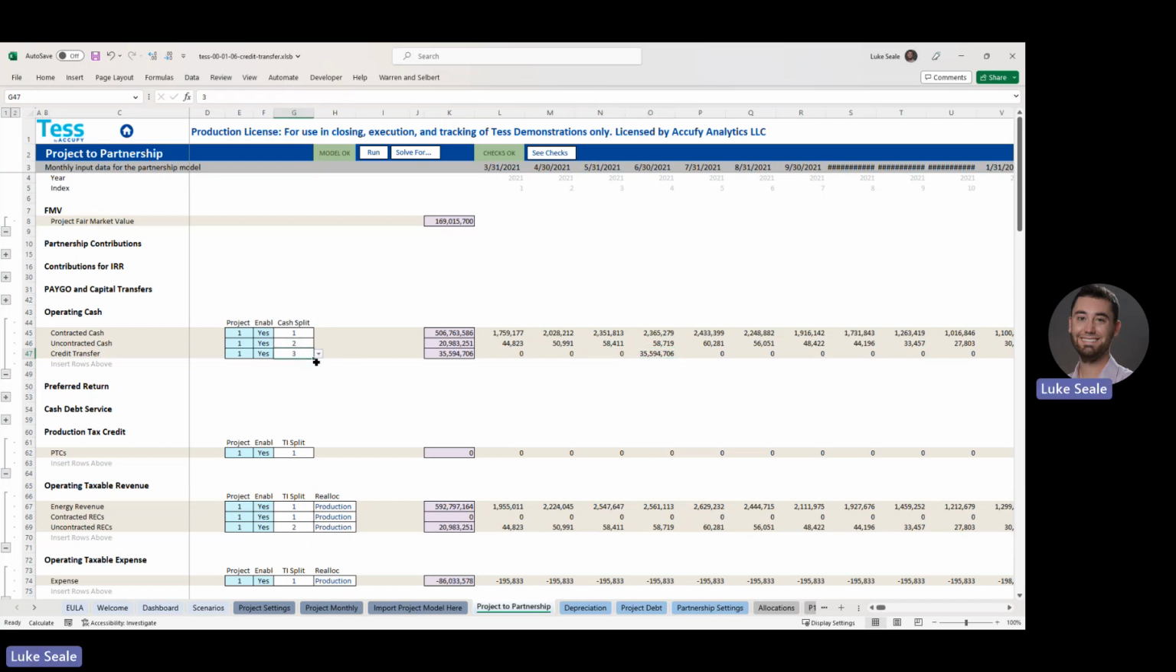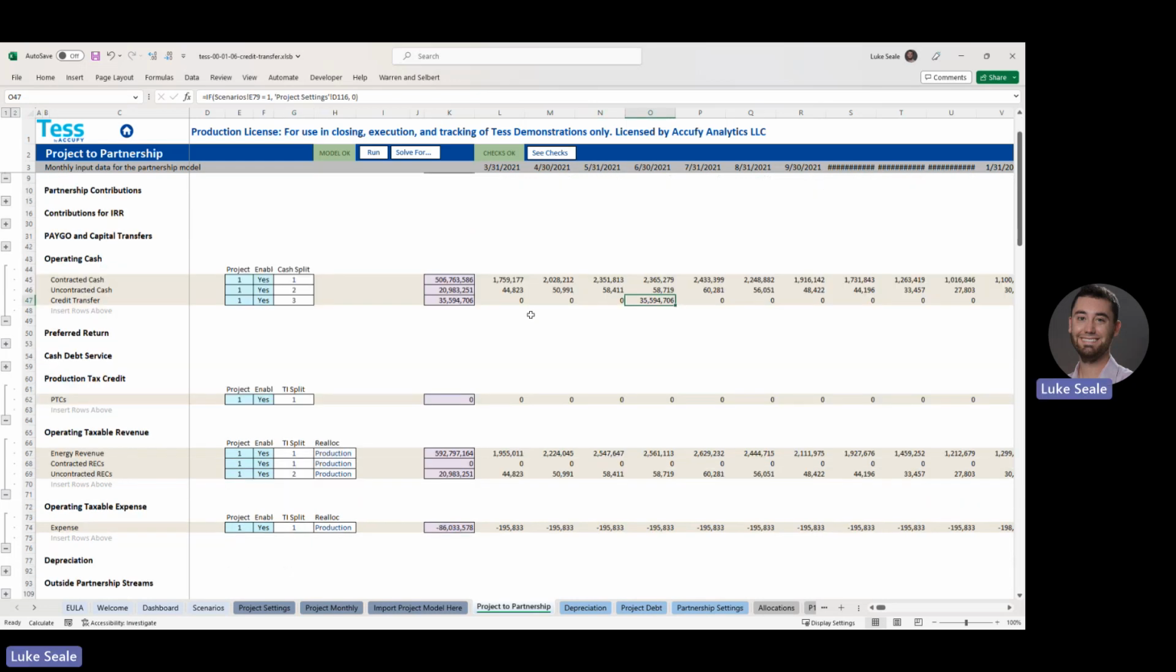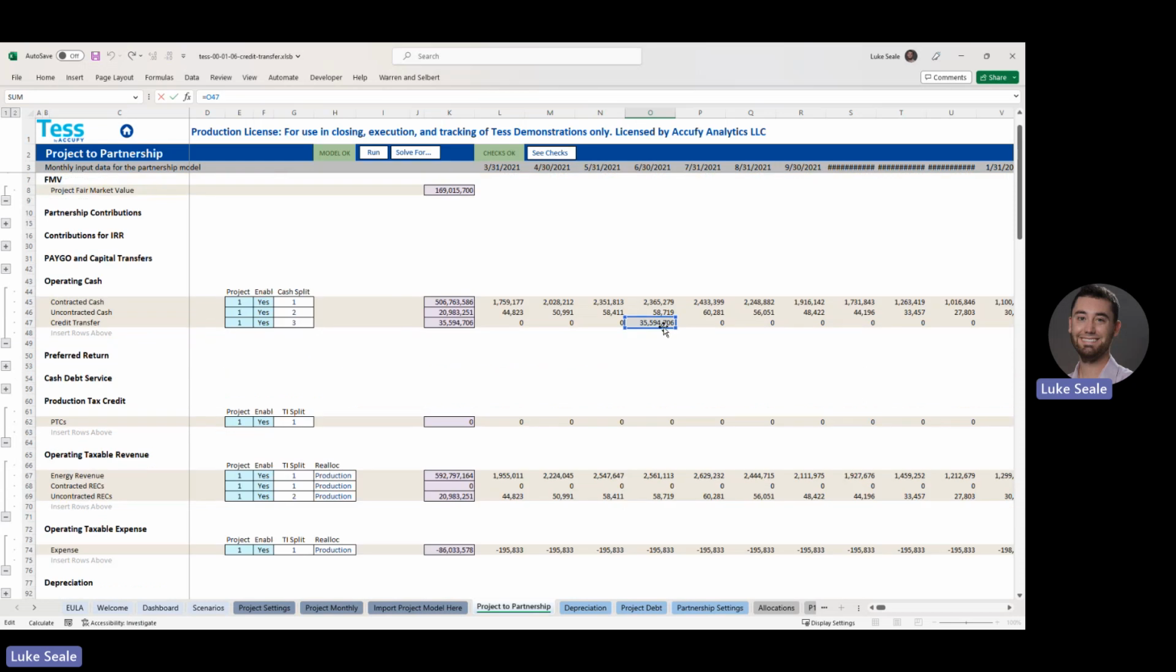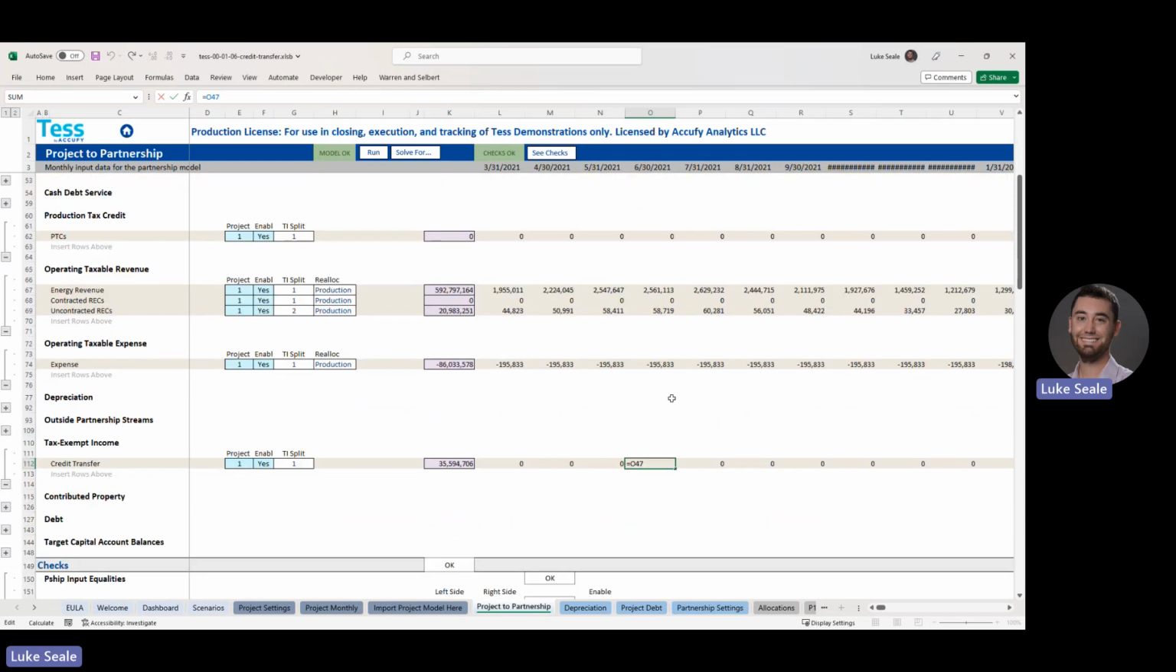Okay, you'll also notice that this cash split setting here is set to 3, and I'll get to why that is in a second. But for now, just note that it's different than the other two. The other place where we need to set this is in the tax exempt income section down here, because the rules for credit transfers are that you sell the credit, and instead of recognizing a gain on your sale, you recognize an amount of income that adjusts the capital accounts and basis of the partnership, but you don't actually have to pay taxes on. So that's why it goes into this tax exempt income section. So you'll see we have a line for credit transfer, and the formula here simply refers to the amount up here. So it's pretty simple.